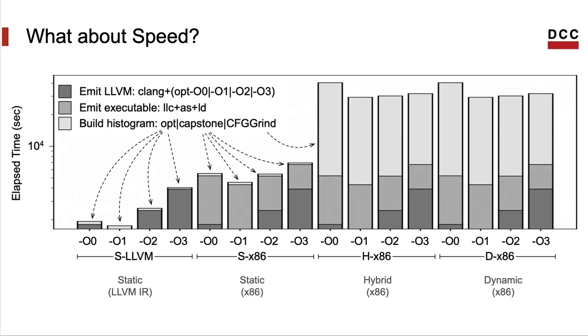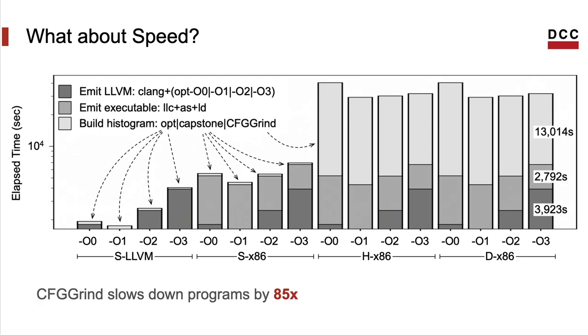In the case of the hybrid and dynamic classifier, however, we must run the program, and mind it that we are running the program through Valgrind, so there is a pretty noticeable runtime overhead. CFG-Grind slows down program execution by 85%. I'm saying 85 times, not 85%. And mind it that CFG-Grind is pretty fast compared to other Valgrind plugins.